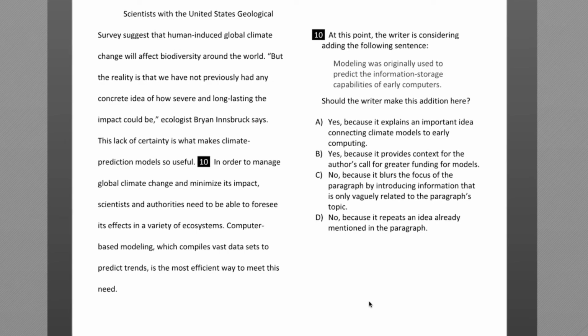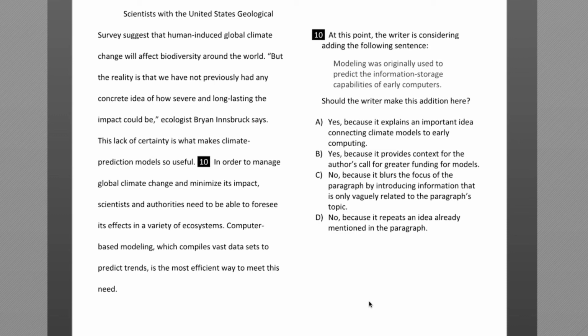Scientists with the United States Geological Survey suggest that human-induced global climate change will affect biodiversity around the world. But the reality is that we have not previously had any concrete idea of how severe and long-lasting the impact could be, ecologist Brian Innsbruck says. This lack of certainty is what makes climate prediction models so useful. In order to manage global climate change and minimize its impact, scientists and authorities need to be able to foresee its effects in a variety of ecosystems. Computer-based modeling, which compiles vast data sets to predict trends, is the most efficient way to meet this need.